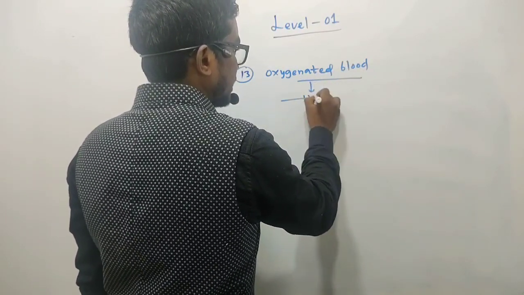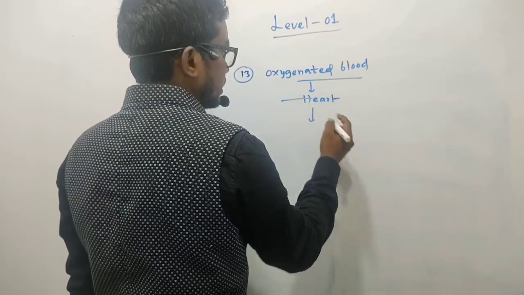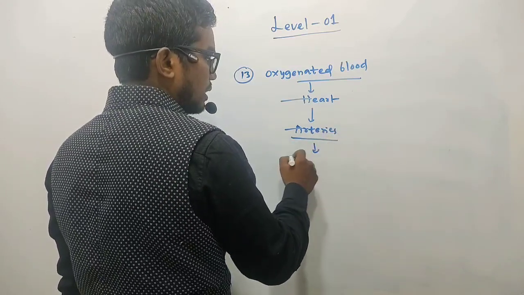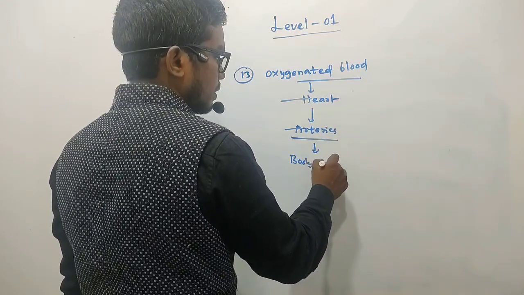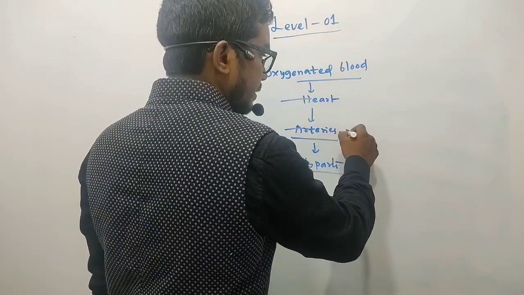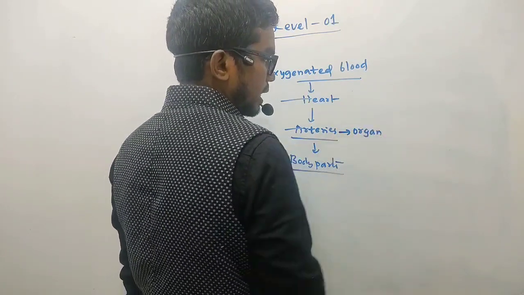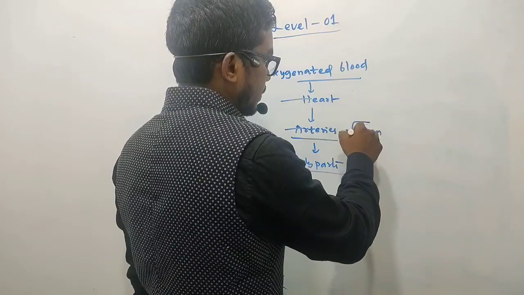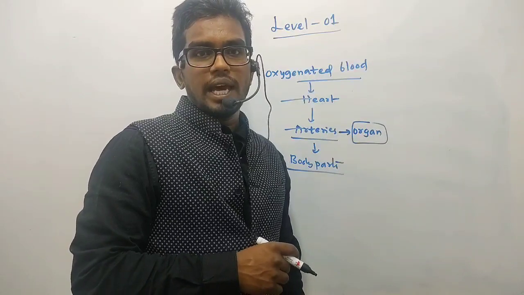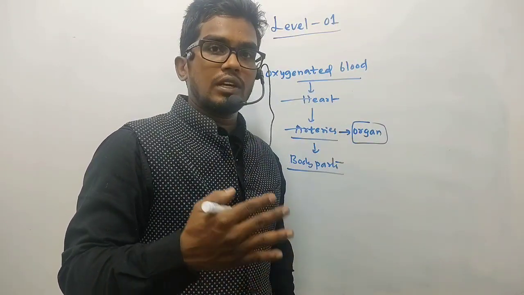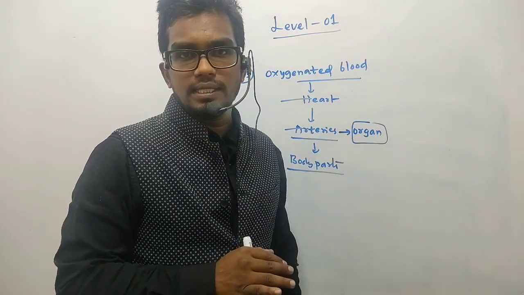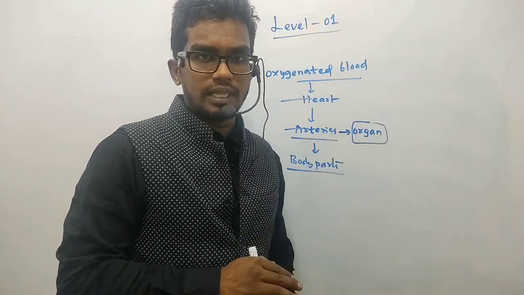From the heart, it carries the oxygenated blood and transports it through the arteries to all the body parts. Let me also tell you, when the arteries reach a particular organ or tissue, they again divide into smaller and smaller vessels, which are further called capillaries, where the exchange of materials takes place, including oxygen, right students.